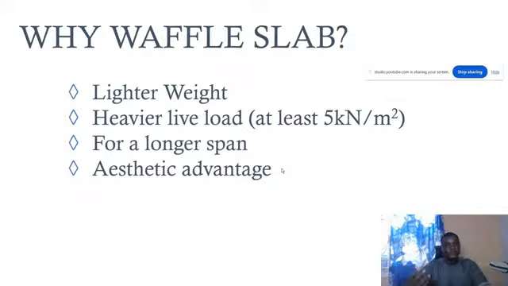So these are some of the advantages, just like a recap: lighter weight compared to their counterparts, and heavier live load. Based on theory, they will tell you less than 5 kilonewton per meter squared. At least that should be the minimum when you can say, okay, you want to go for waffle slab, because it's quite expensive. And then it can take a longer span and is aesthetically pleasing to the eye.